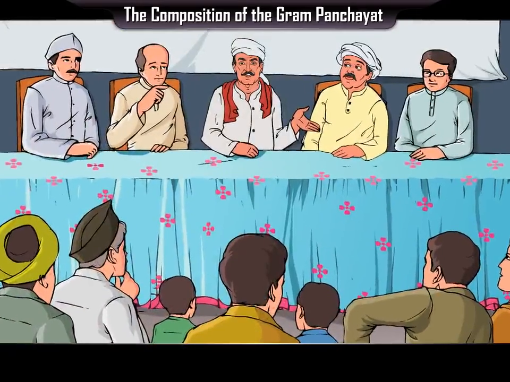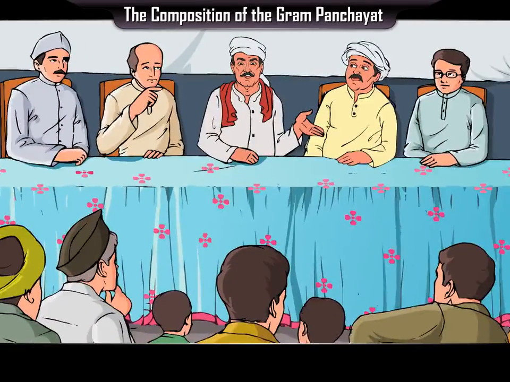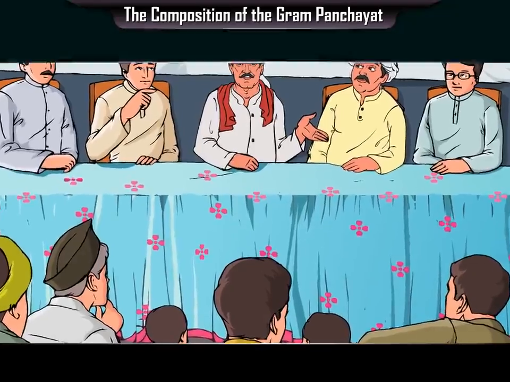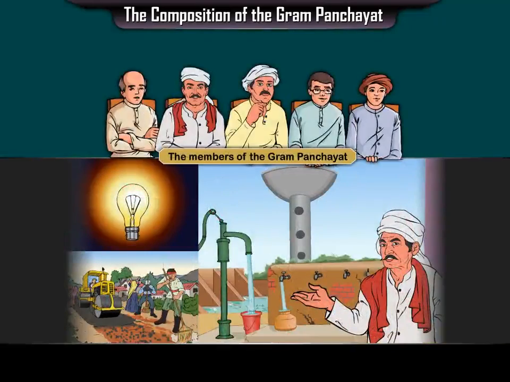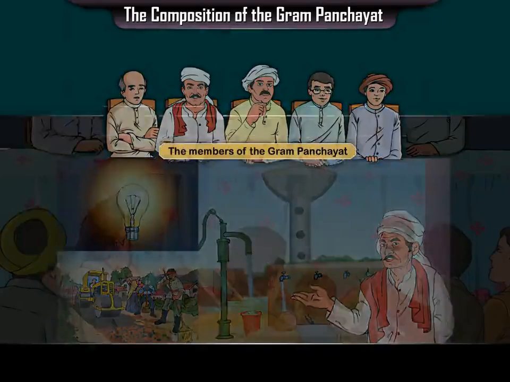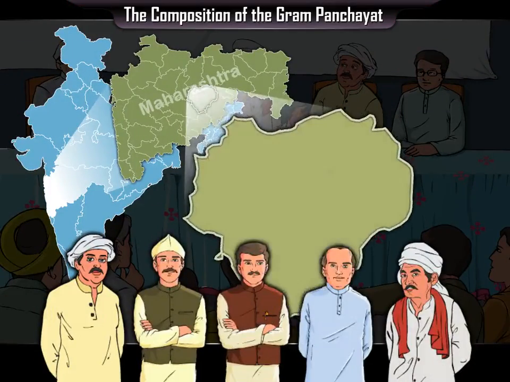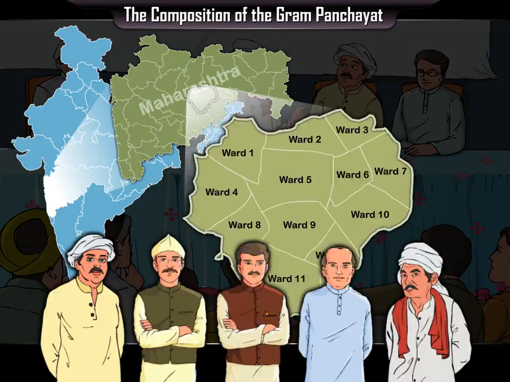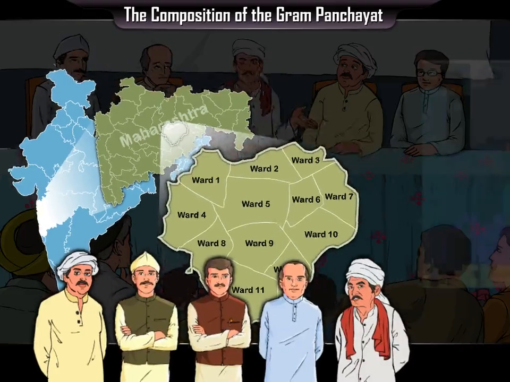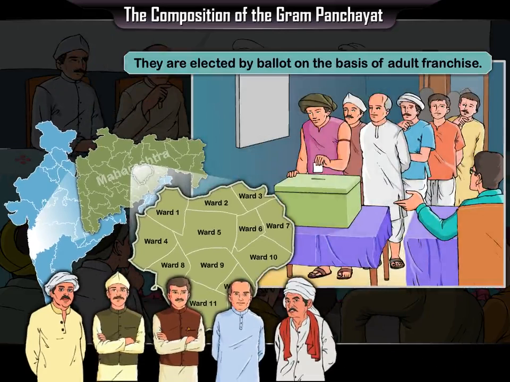The members of Gram Panchayat represent the people of the village. They are elected from the village itself to manage the affairs of the village. The village is divided into wards for electing these members of the Gram Panchayat. They are elected by ballot on the basis of adult franchise.